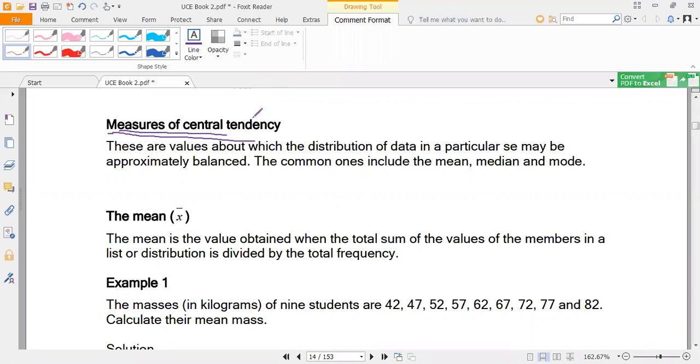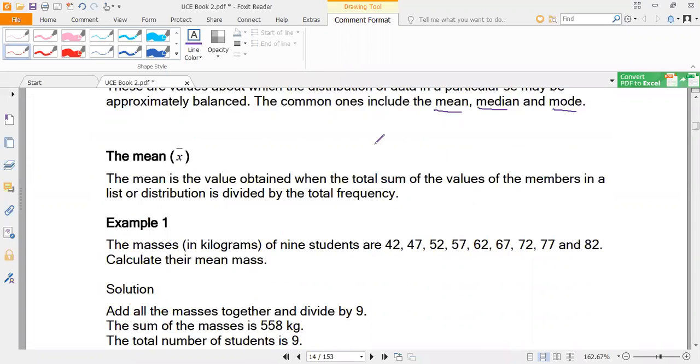So looking at the measures of central tendency for ungrouped data, we basically going to look at what we call mean. We are going to look at median, and we are also going to look at the mode for ungrouped data.